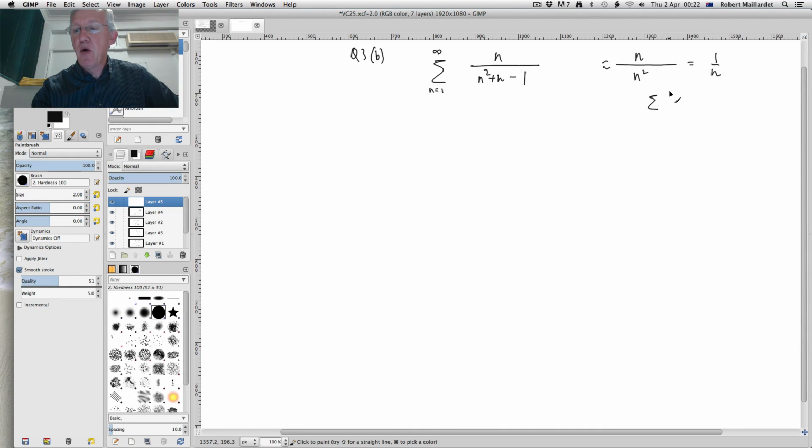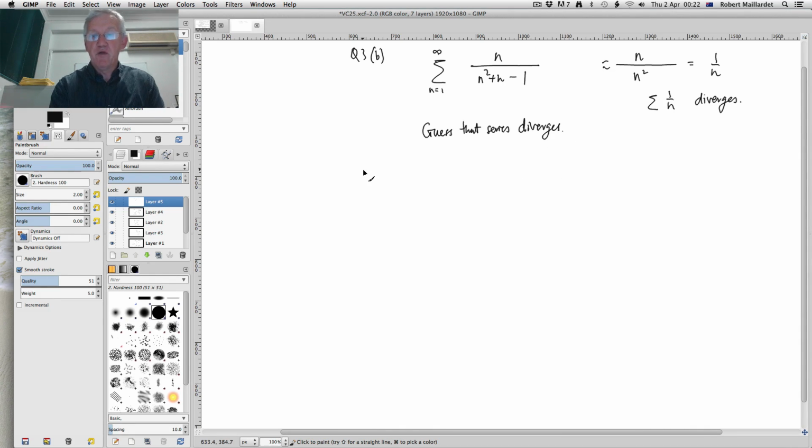Now the sum of 1 on n is the harmonic series with p equal to 1, and I know that it diverges. So I think that the next thing that I write here is that I'm going to guess that the series diverges. Then I'll follow my standard format.